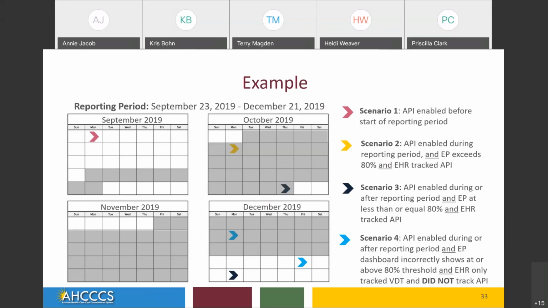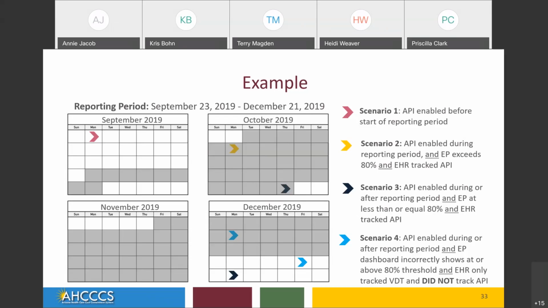Now let's move to scenario 3. As you can see, there are 2 black arrows, okay? So you just want to look at one or the other. This is just showing 2 examples of what could occur. So we'll look at the black arrow that is in October calendar. That shows that the API was enabled during the reporting period. EPs that fall into scenario 3, their API can be turned on during or after the reporting period, okay?